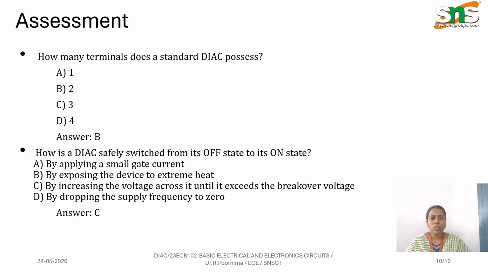Because DIAC has a symmetrical property, it conducts in both directions. To switch it on and off, a particular voltage is needed. By increasing the voltage to breakover voltage, it becomes on, and it turns off automatically when the current falls below the holding current.